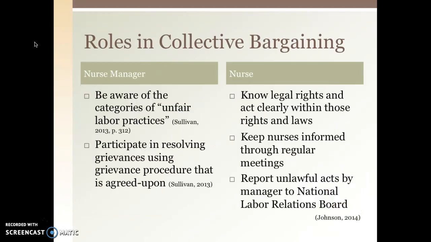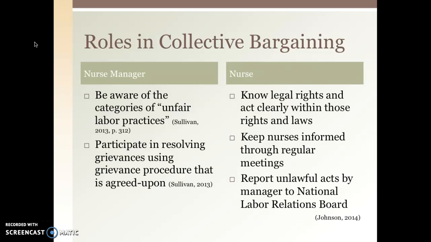Within a collective bargaining unit, the nurse manager and the nurses have important roles to be aware of. The nurse manager must be aware of the categories of unfair labor practices. The author Sullivan lists unfair labor practices as interference with the right to organize, domination, encouraging or discouraging union membership, firing an employee for giving testimony or filing a charge with the National Labor Relations Board, and refusal to bargain collectively.